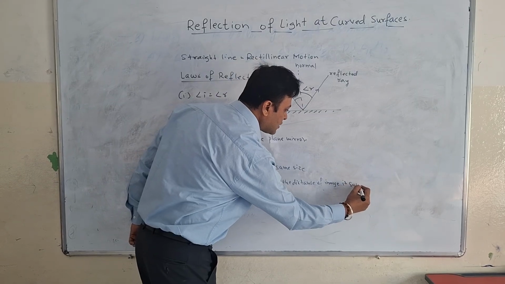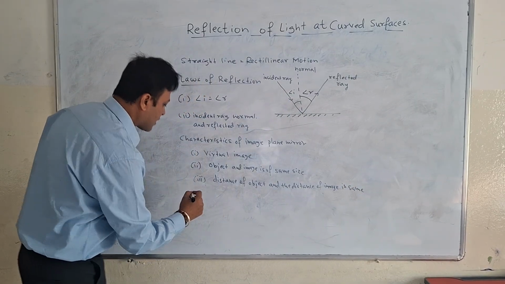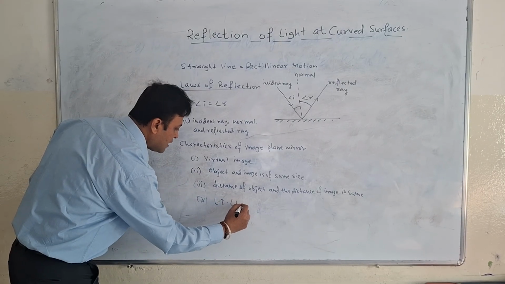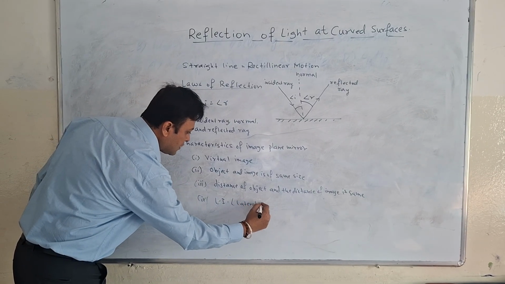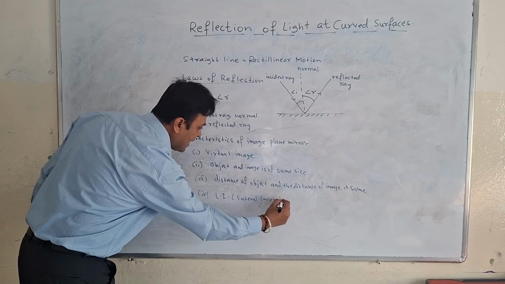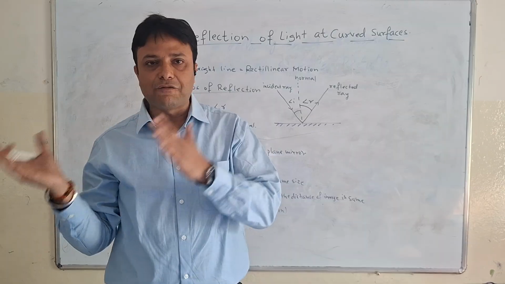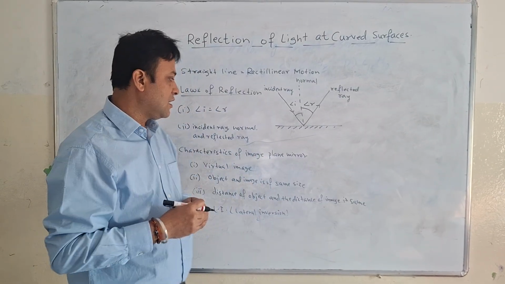And the last and the most important one is that it undergoes lateral inversion, LI in short form. What is lateral inversion? Whenever we see ourselves in the mirror, the right will become left and the left will become right. So that is called lateral inversion.